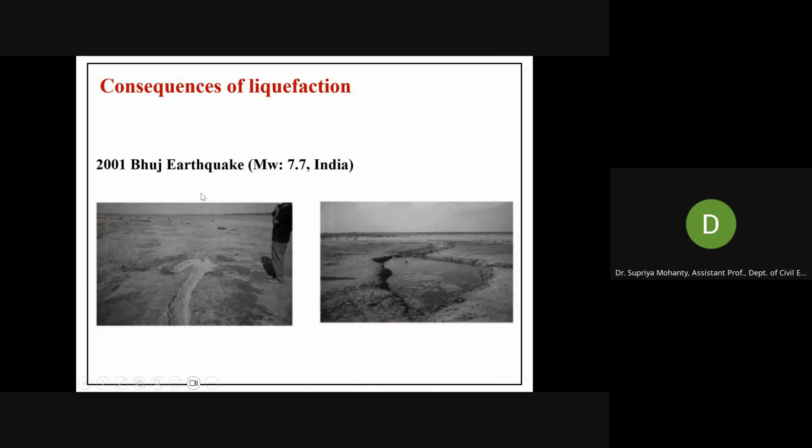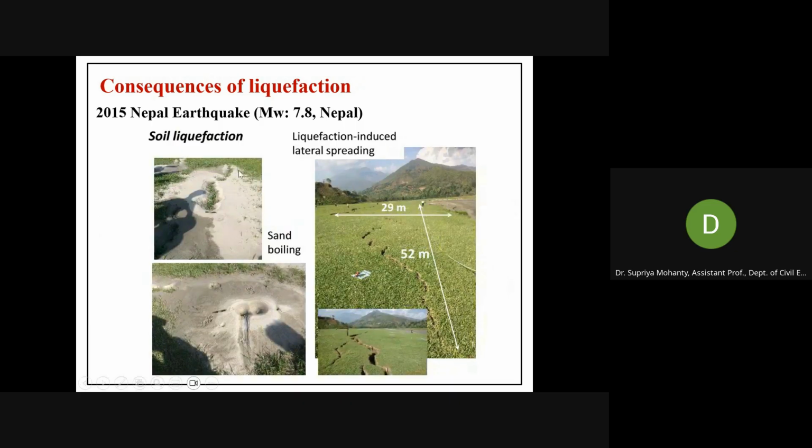And this is a typical image of the 2001 Bhuj earthquake. And this is the more recent 2015 Nepal earthquake, soil liquefaction. And here you can see liquefaction induced lateral spreading, the field image which was taken after the Nepal earthquake.